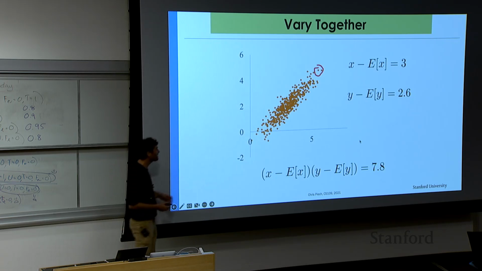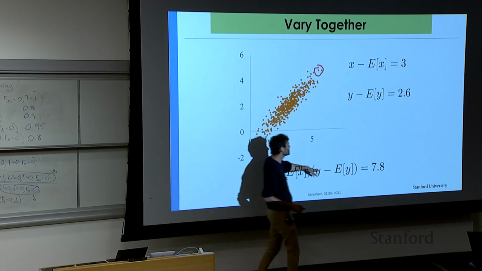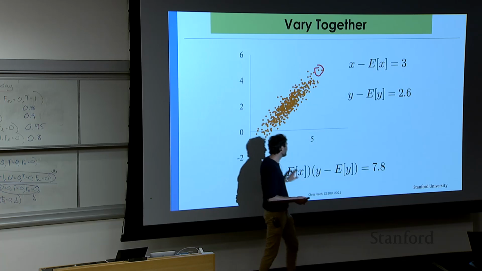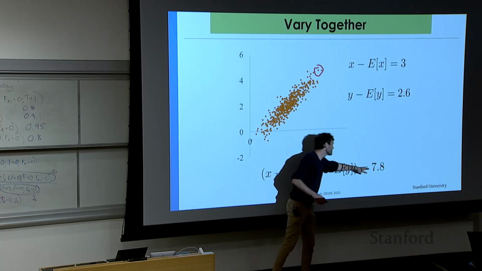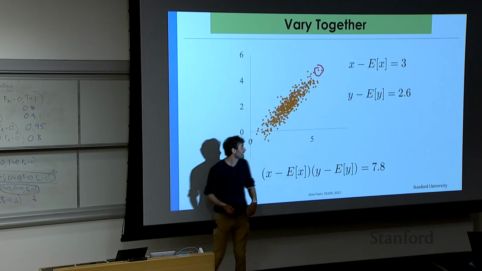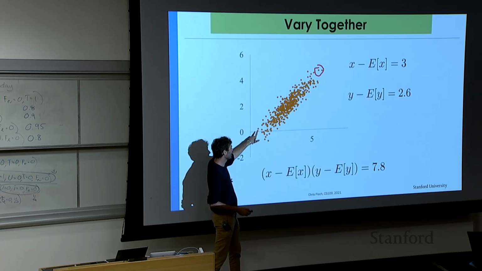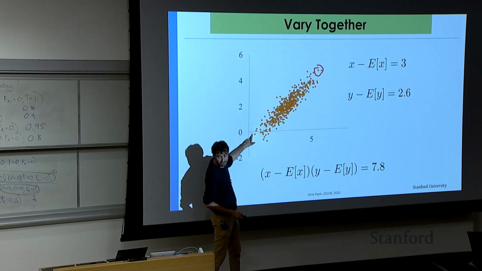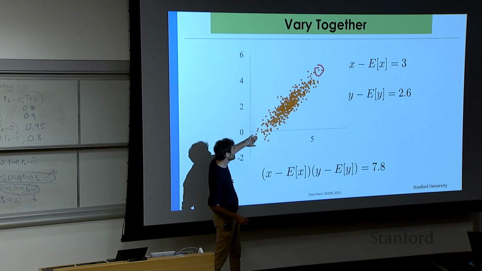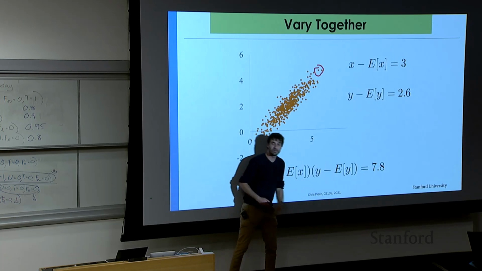And if you product those two things together, it has this wonderful property that if the two points are deviating in the same direction, then you'll get a positive number. Like if they're both negative, if x is below its mean and y is below its mean, then you'll get a negative number times a negative number, and that will give you a positive number.